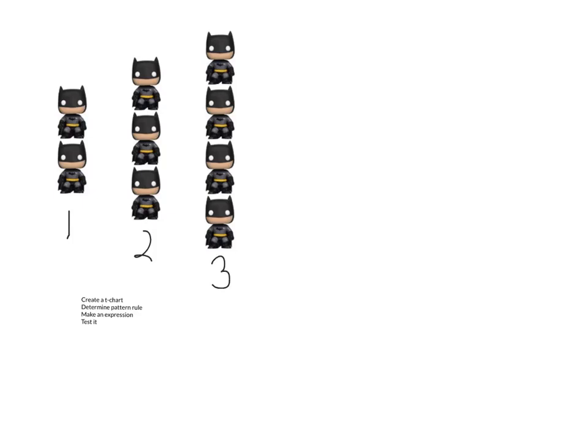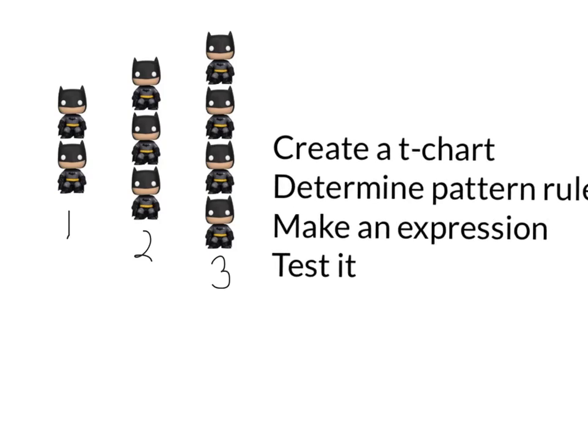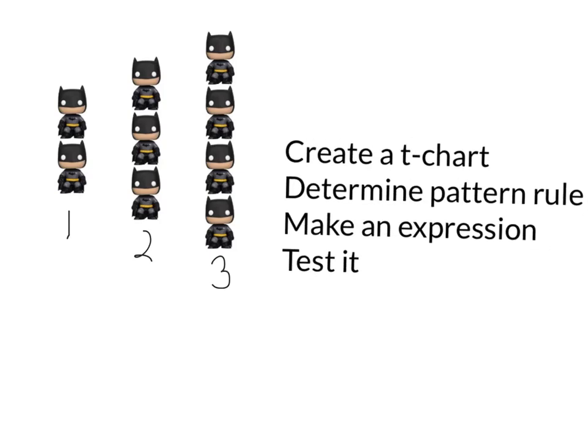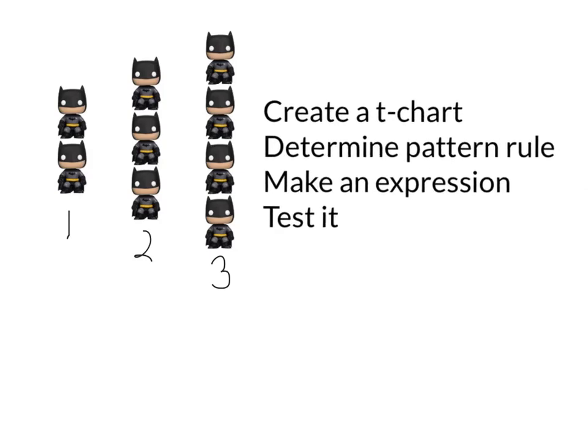As a class, we've discussed that in order to create an expression, we have to do 4 things. First thing we have to do is create a t-chart. Second thing is determine the pattern rule. Next, make an expression. And finally, test it.